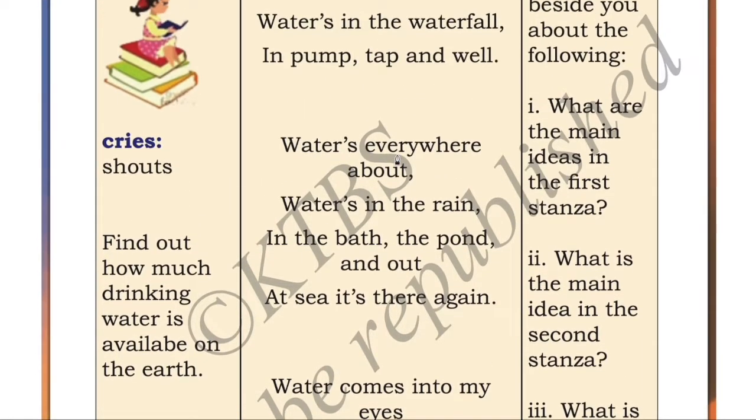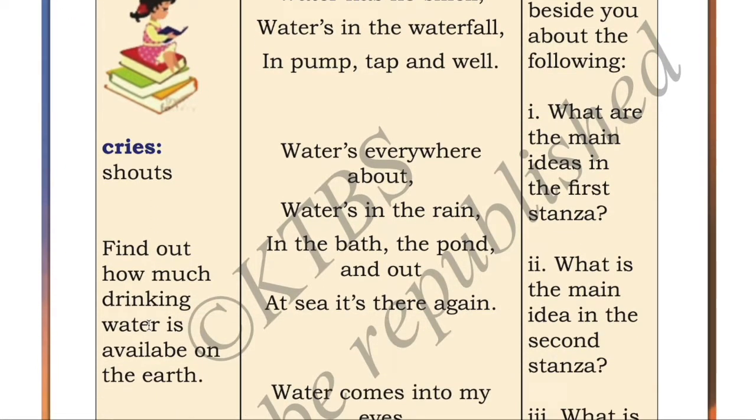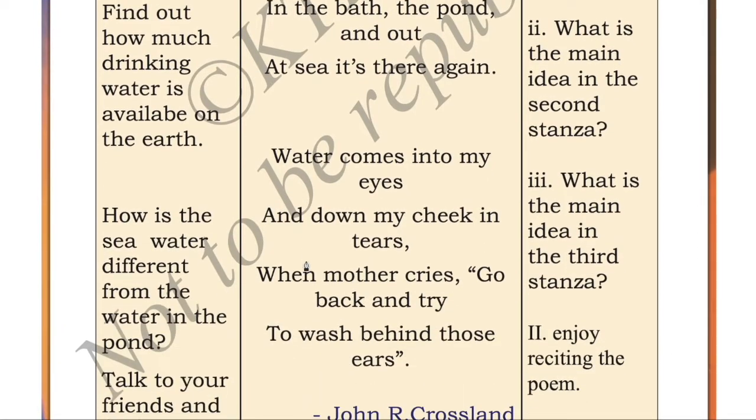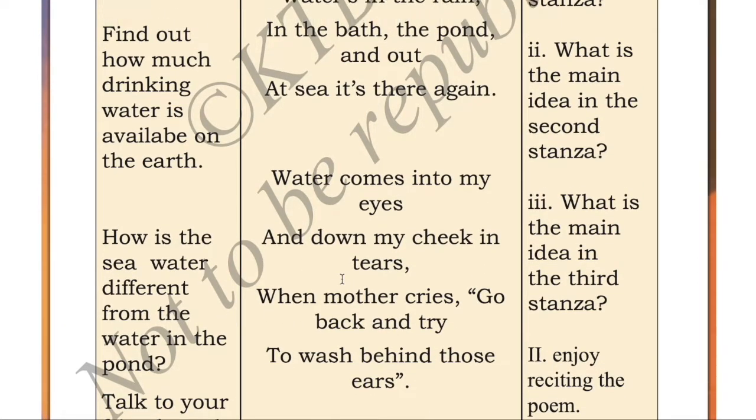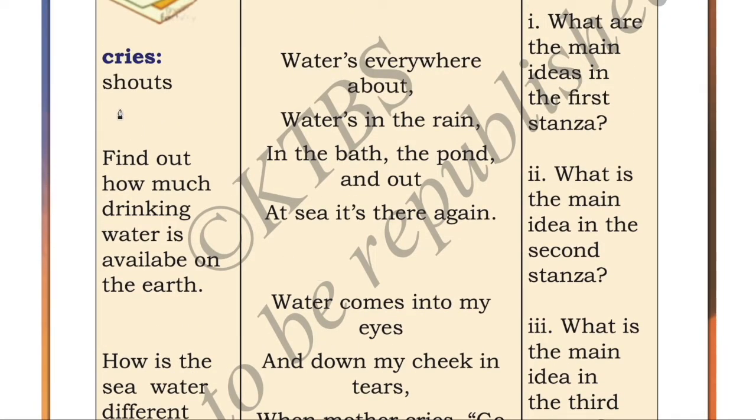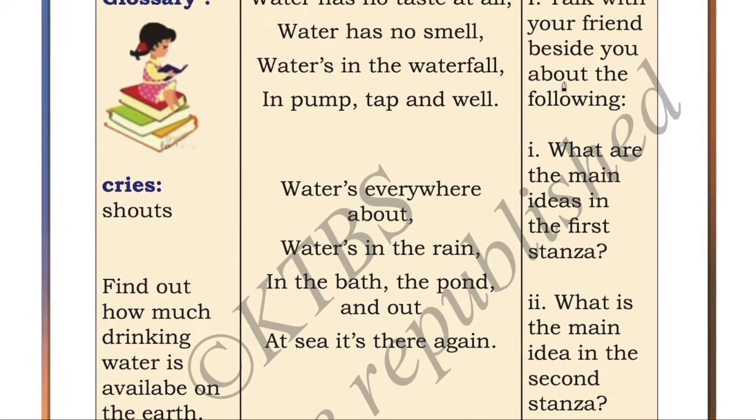That is the meaning of the poem. Let's go through the glossary. So, cry is here. When mother cries, she isn't tearing up and crying. Cries can also mean shouts. Okay. Next, let's go over here.